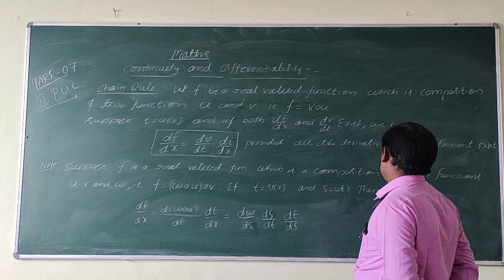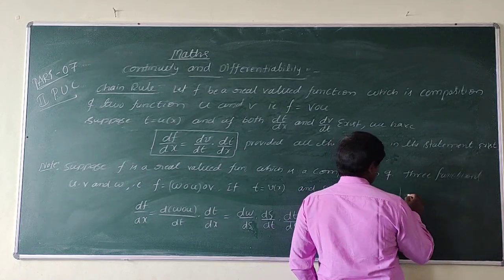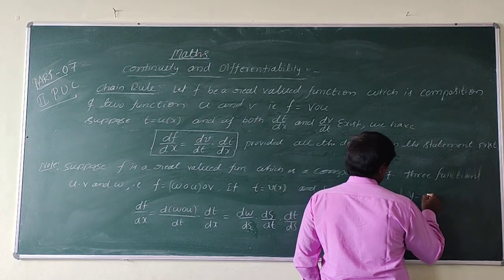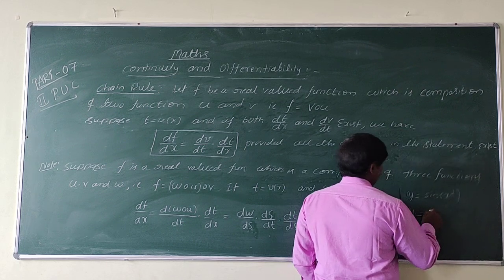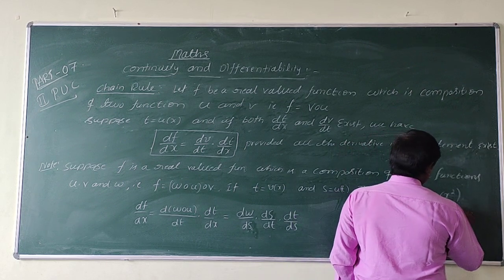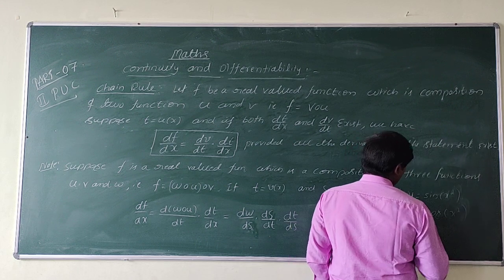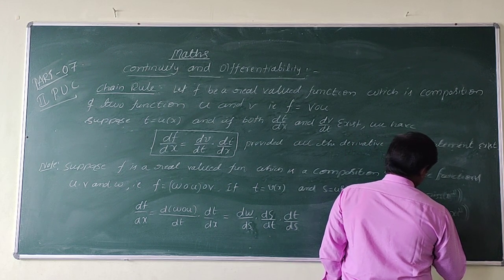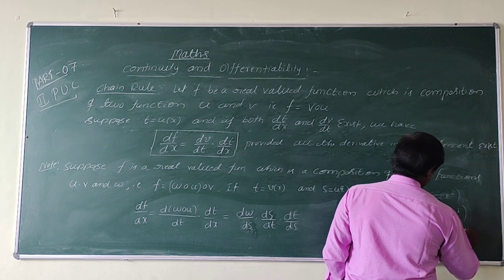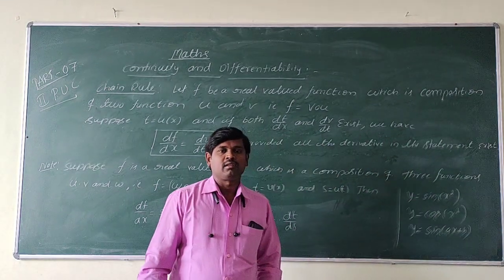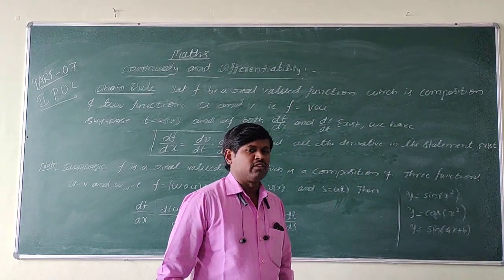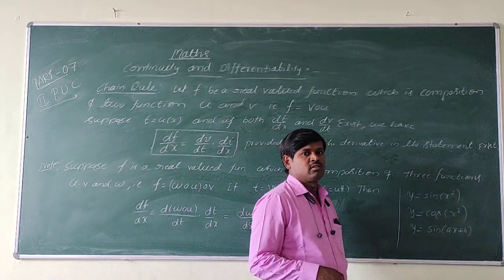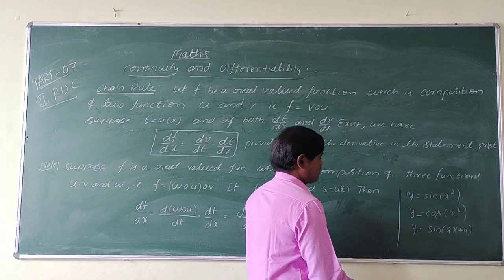Suppose sin x squared. So the differentiation of, suppose, y is equal to sin x squared, or y is equal to cos x squared, or y is equal to sin of ax plus b. See here, these are composition functions, functions of a function. You know the differentiation of y is equal to sin x.